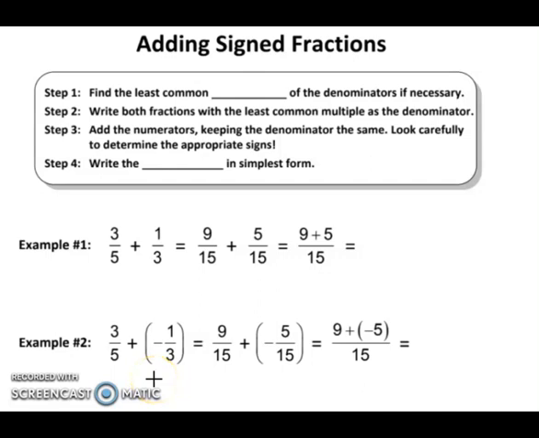Let's look at the printed note sheet, starting with the side that says adding signed fractions. Step 1, find the least common multiple of denominators if necessary. Write both fractions to the least common multiple, add the numerators, keep the denominator, and look carefully at the signs, and then you'll write the sum in simplest form.